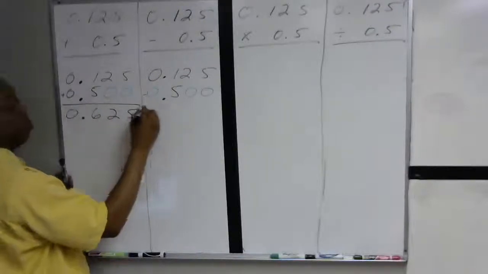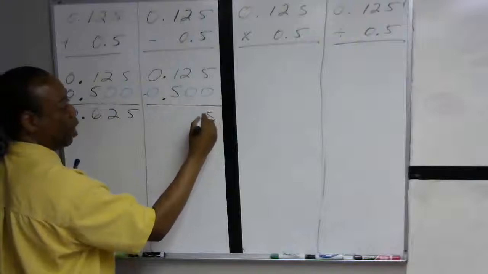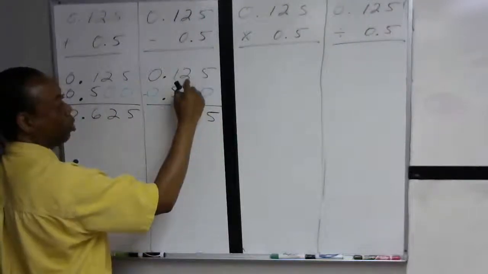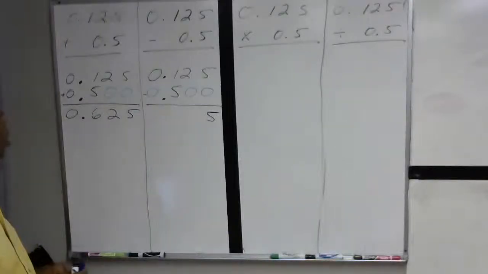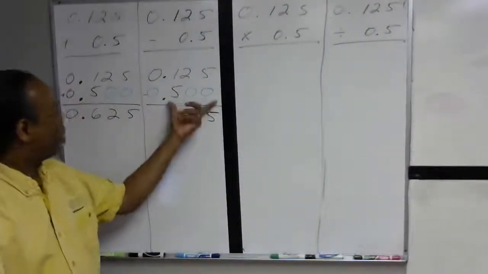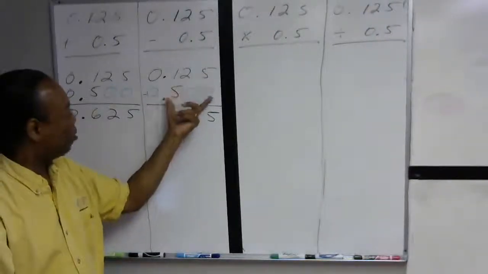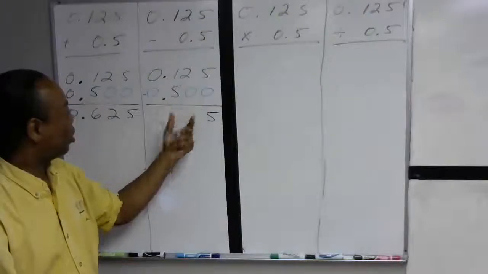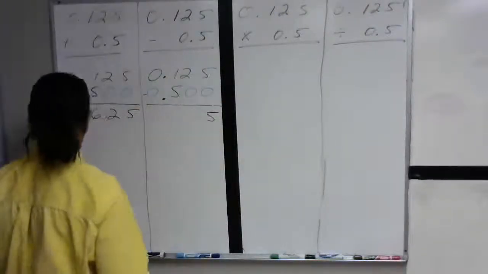Okay, so 0 from 5 gives us 5. 0 from 2. Let's see. We've got a problem. We've got way more tenths here than we have tenths there. So we're going to have to reverse this.